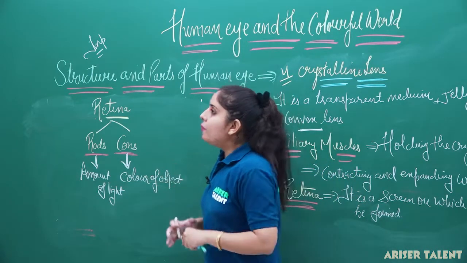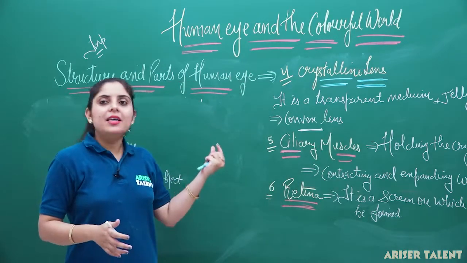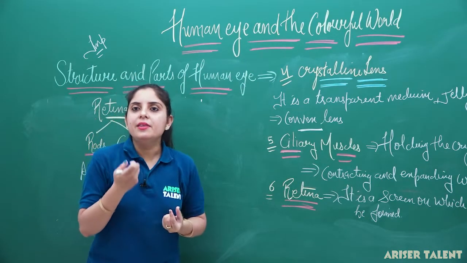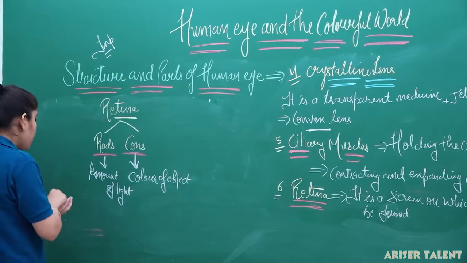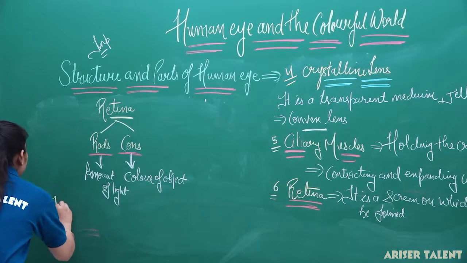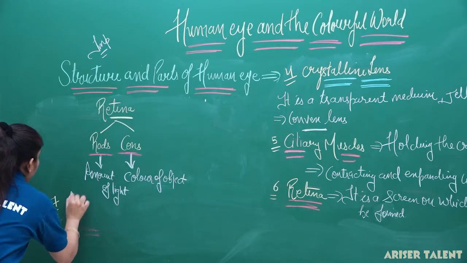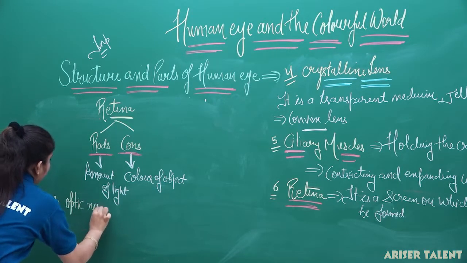Now after the retina we have the optic nerves situated in the eye. So the next part is about optic nerves, and this will be our 7th part, optic nerves.